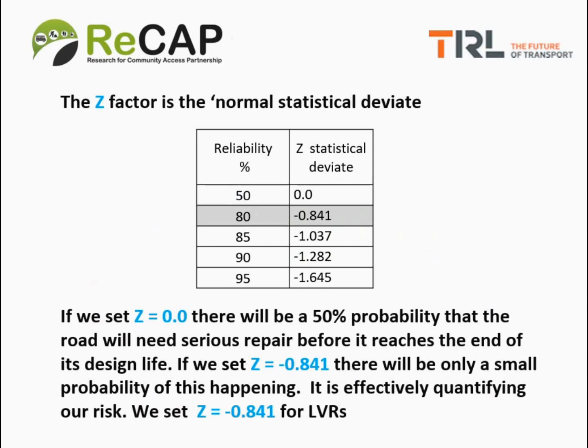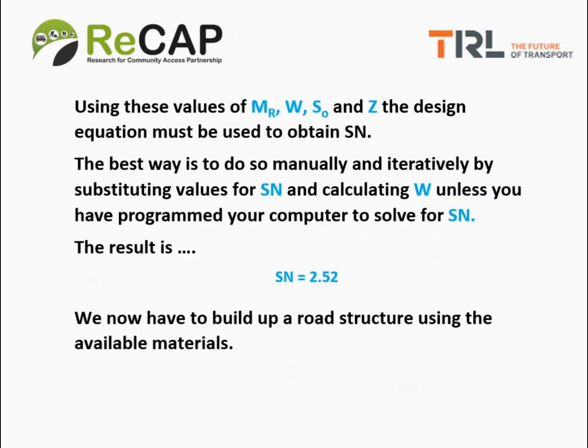So for low volume roads, typically we would set Z at minus 0.841. This would give us a 20% probability of possibly not lasting the design life, but an 80% probability of exceeding it. So for higher volume roads, we would change that to 95% or even 99% for very heavily trafficked roads. But 80% is fine for low volume roads. So we set Z equals minus 0.841, and now we have everything we need.